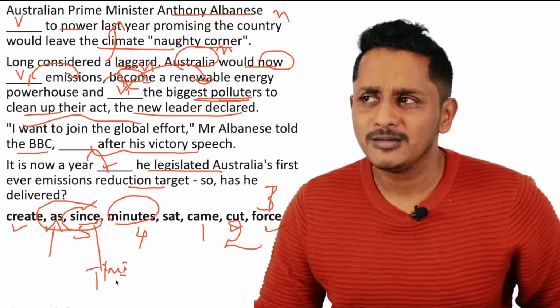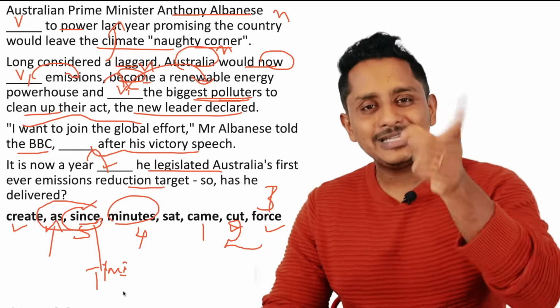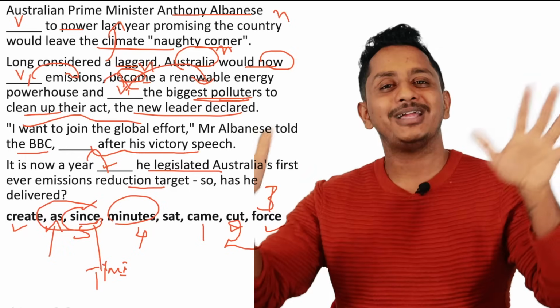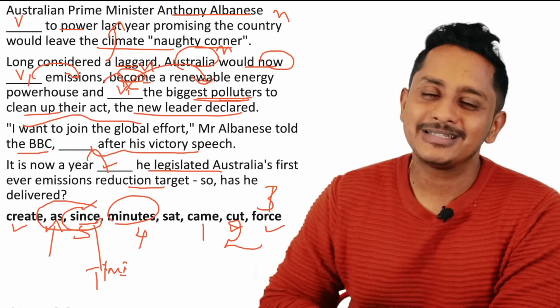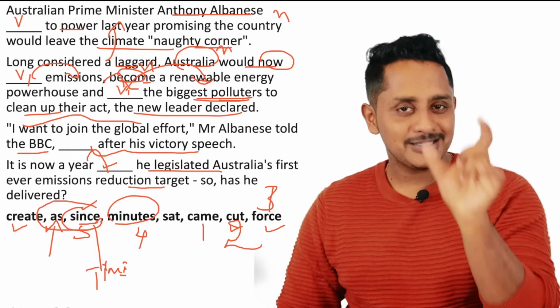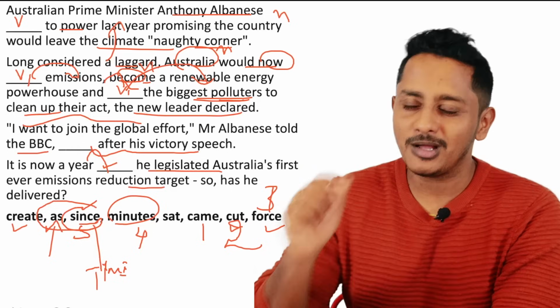I've been playing badminton since I was young. It is now a year since he legislated means from that point to this point. I've been waiting for the doctor for 5 hours. Since also acts as a timeline word, whereas "as" will not act as a timeline word. Otherwise, as and since both would come for reasoning.